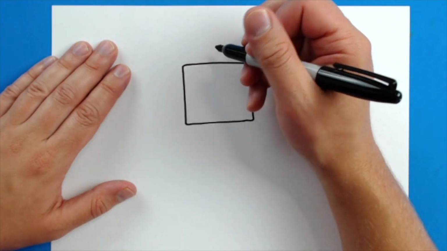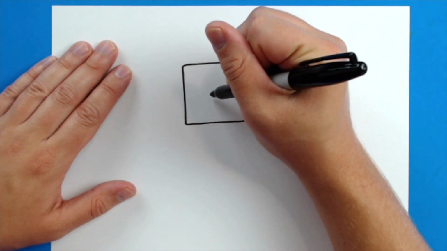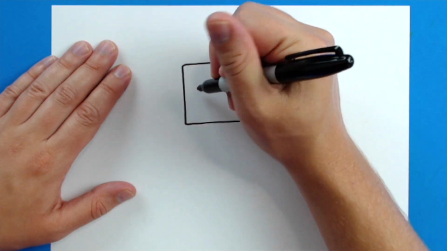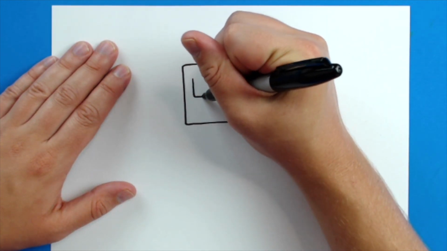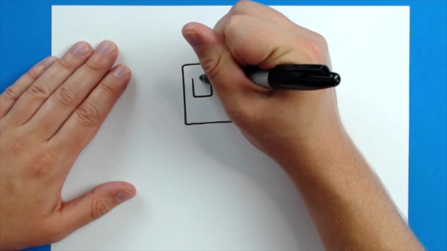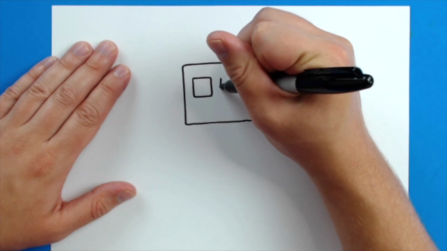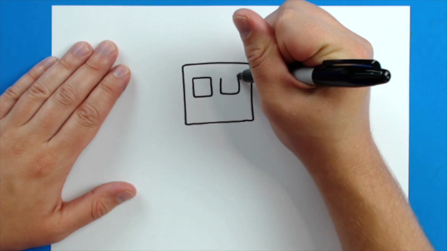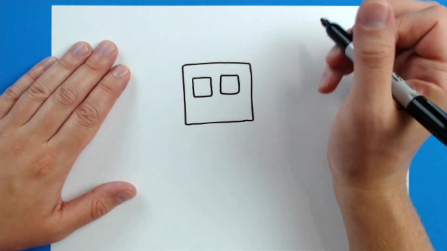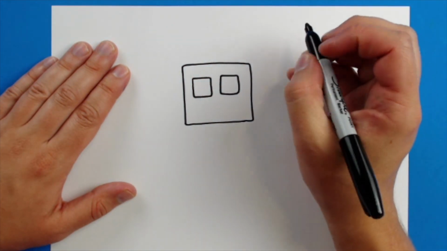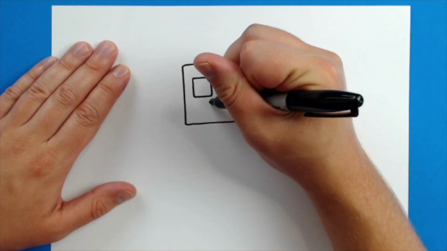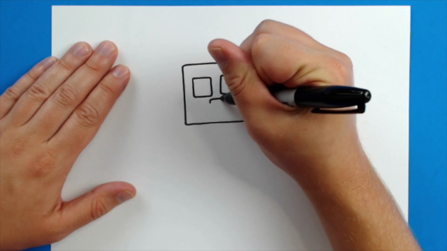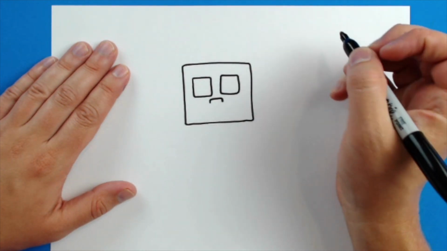Now, inside of here, I want to make two more squares for some eyes. So, I'm going to make a square here. And then I'm going to make a square right here. Then I want to give them a mouth. So I'm going to make a little line that goes up and then across and then down like this.